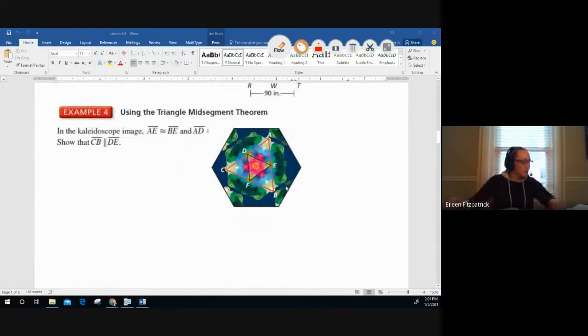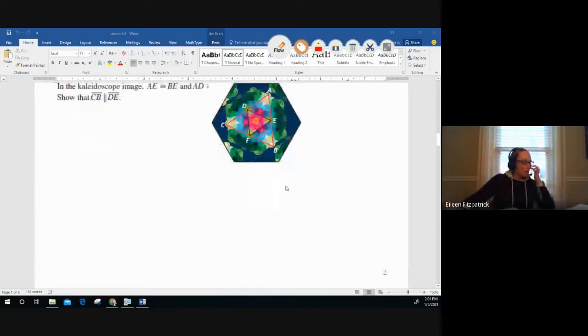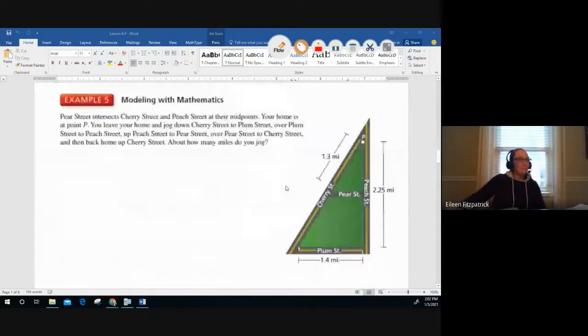Actually, we're skipping that one. Go to example 5, modeling with mathematics. It says Parrish Street intersects Cherry Street and Peach Street at their midpoints. Let's stop there for a second. Parrish Street intersects Cherry Street and Peach Street at their midpoints. So that means that this segment is congruent to this. This segment is congruent to this.